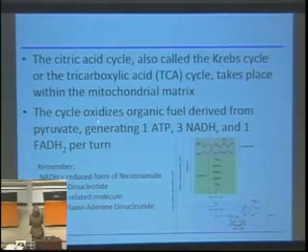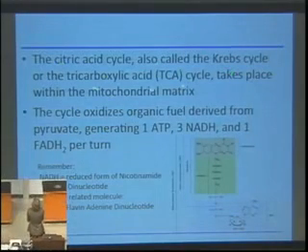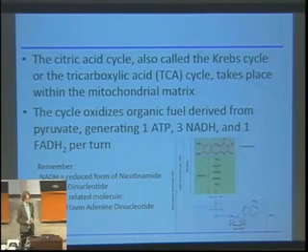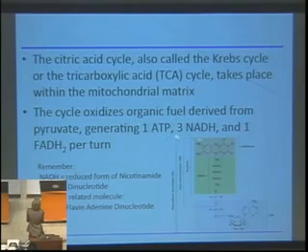Okay, so citric acid cycle, other words for this, we talked about the tricarboxylic acid cycle, TCA cycle. It's also called the Krebs cycle in honor of the guy that actually discovered this pathway. All right, and so it's going on within the mitochondrial matrix, and basically it's oxidizing organic fuel that comes in the form of food derived from pyruvate and generates 1 molecule of ATP, 3 molecules of NADH, and 1 molecule of a related dinucleotide, FADH2, per turn of the cycle.